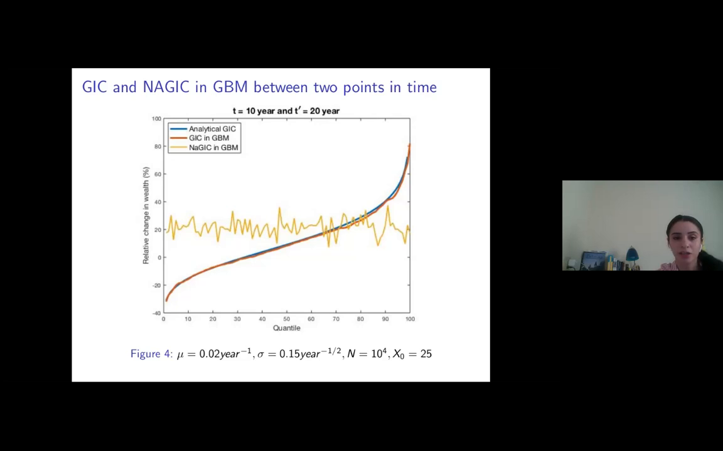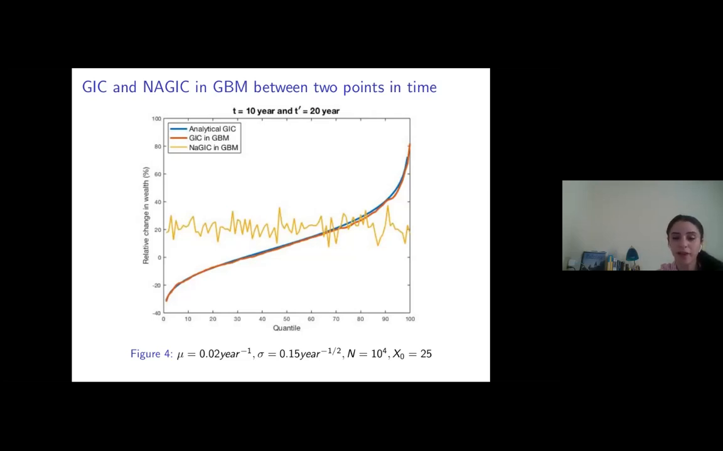Unlike the DIC in GBM, the NAJIC in GBM, as you can see, has this crazy fluctuation. That's simply because the NAJIC is more sensitive, and it's also subject to the population size and the quantiles that we have picked. So if we play with the population size and the number of quantiles, over a long period of time we would expect the NAJIC to be largely flat.